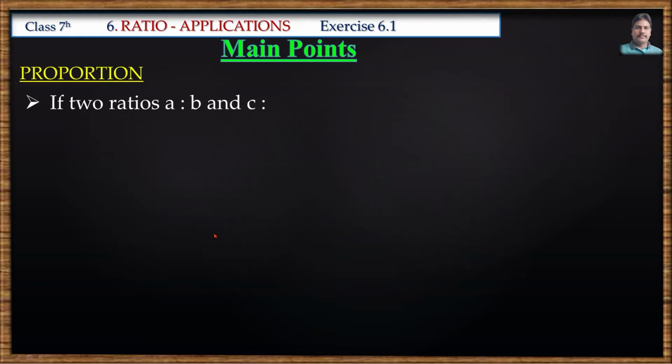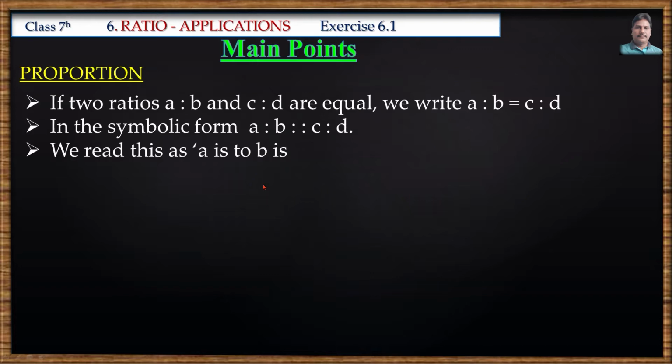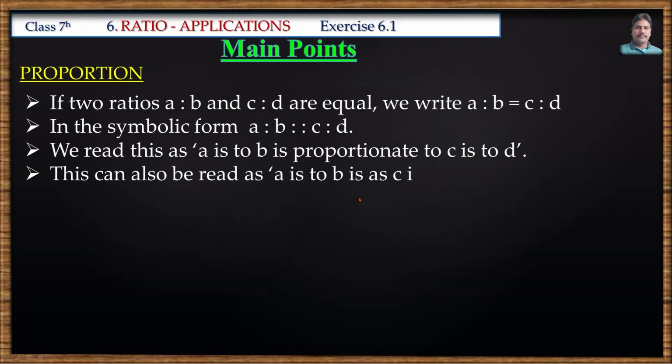If two ratios A:B and C:D are equal, we write A:B is equal to C:D. In the symbolic form, A:B :: C:D. We read this as A:B is proportionate to C:D. This can also be read as A:B is as C:D.